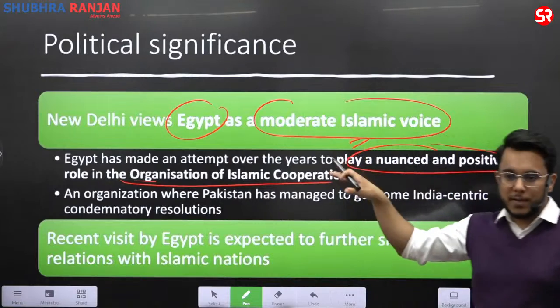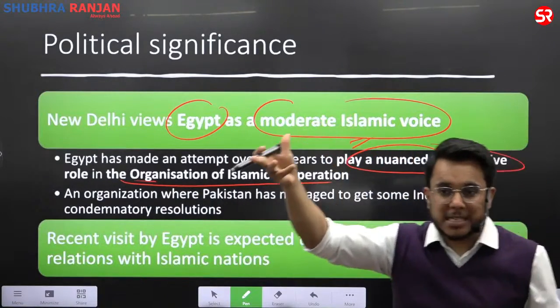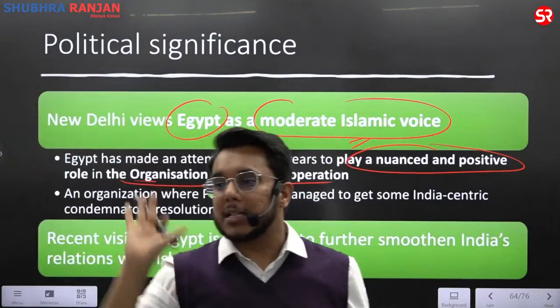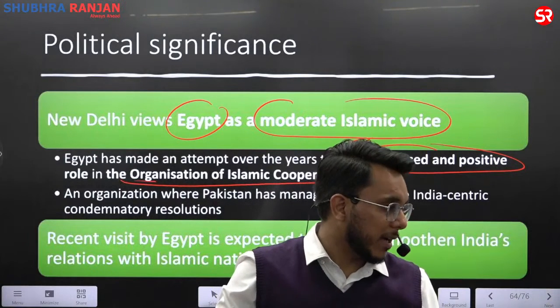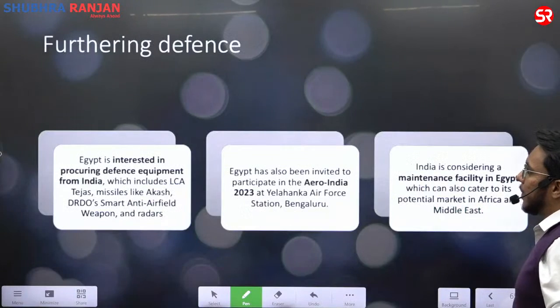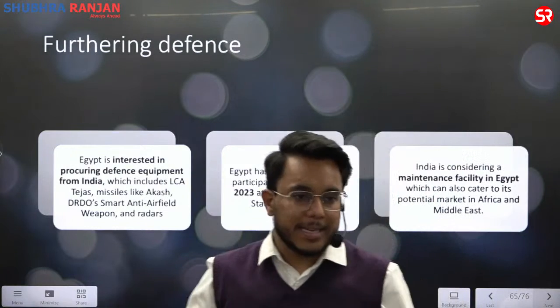Now OIC often has given certain viewpoints which are against India, and particularly OIC's viewpoint post we diluted Article 370, they have been raised against India over and over again. So here Egypt can help India, and a positive role can be played between India and Egypt. Is it clear or not?